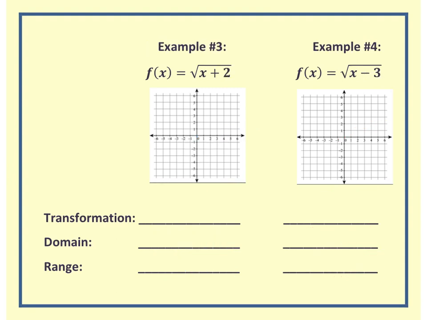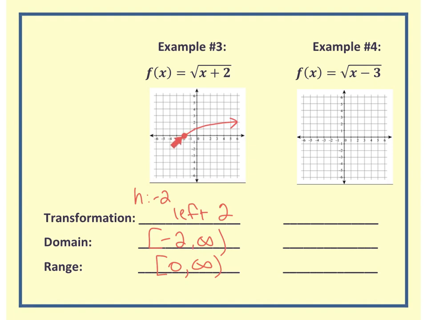Try question number 3 on your own. Now check your work. What was the h value? The answer is a -2, which caused your graph to go to the left 2. And so since the graph moved to the left 2, it affected your domain.